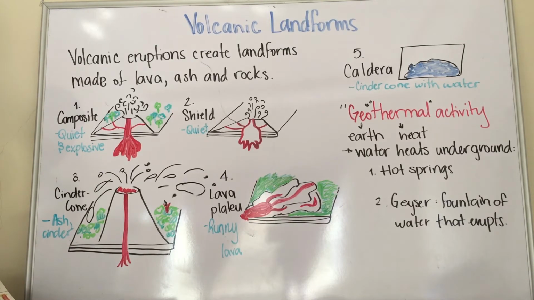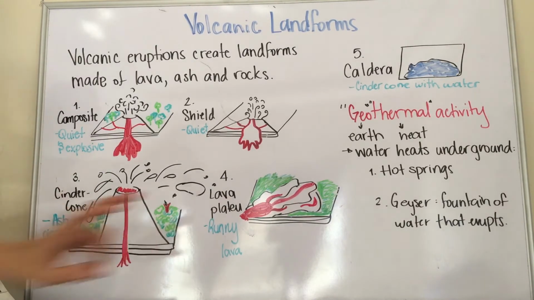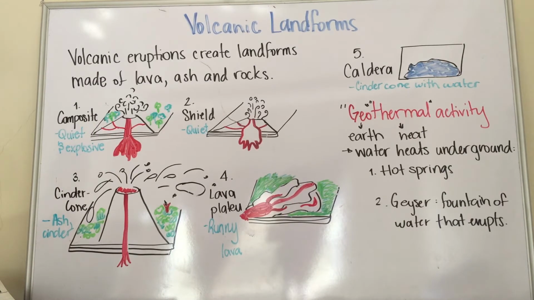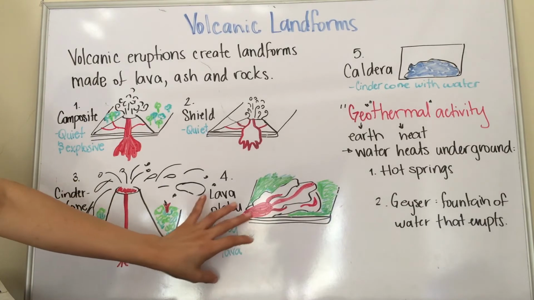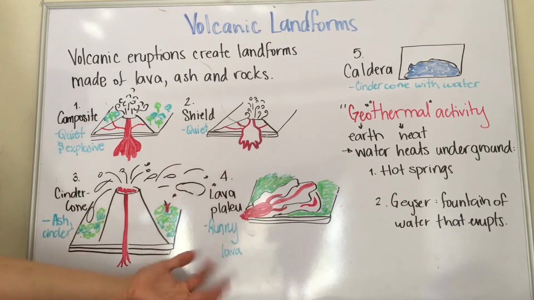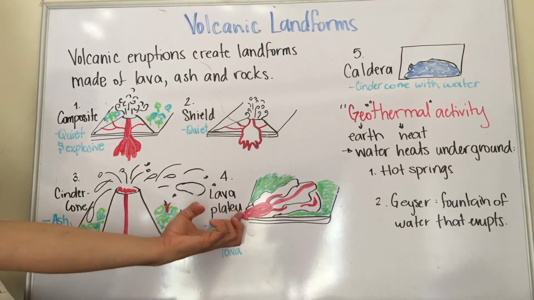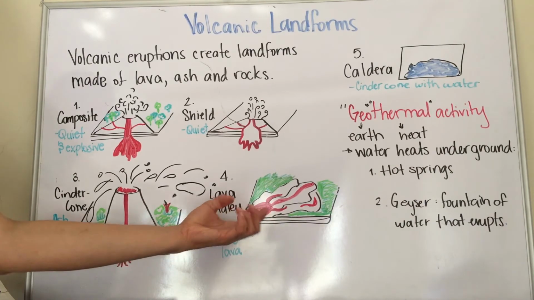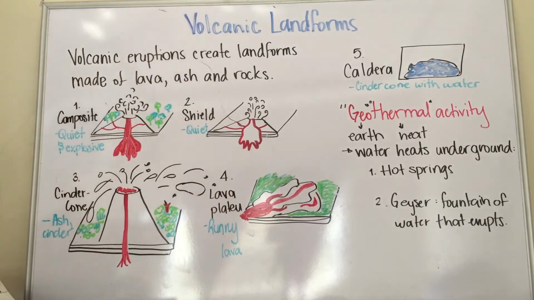And finally, we have a lava plateau, which is a landform left by a volcano where you have cracks directly from the magma chamber touching the surface. So magma is continuously flowing. That one is not going to make an explosion. It's just going to be runny lava all around it.